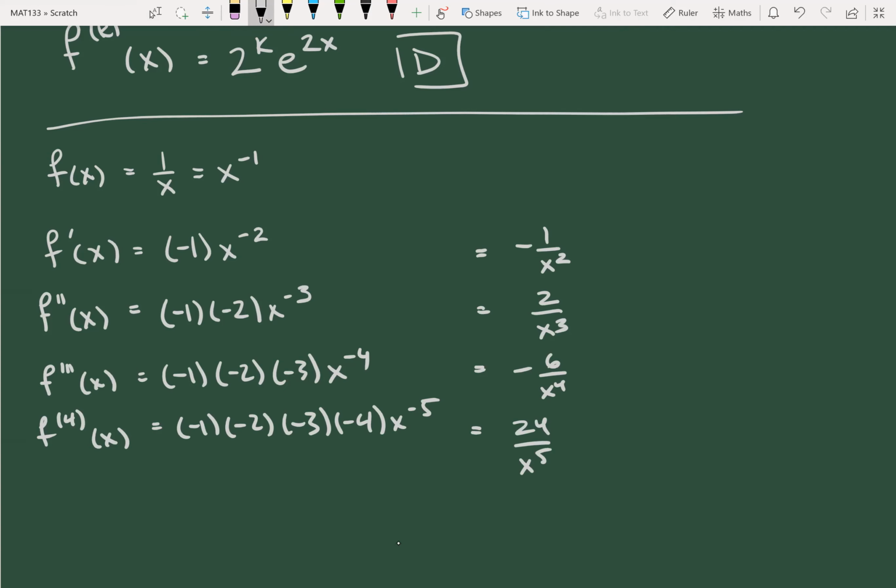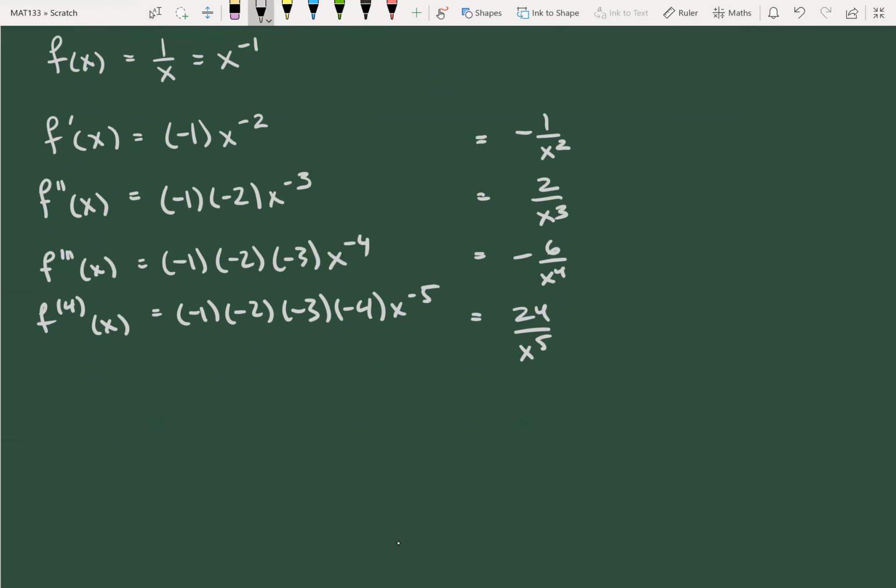One thing I want to point out here is that the signs are flipping. When I take the first derivative, I get a negative. When I take the second derivative, I get a positive. When I take the third derivative, I get a negative. And when I take the fourth derivative, I get a positive. The reason for that is, if I were trying to factor the negative signs out of each of these numbers, I'm counting how many negative signs appeared. So when I take the fourth derivative, I got 4 minus signs, right? Does that kind of make sense?